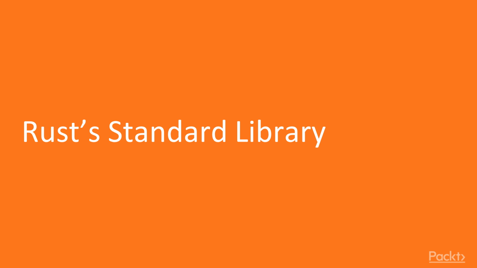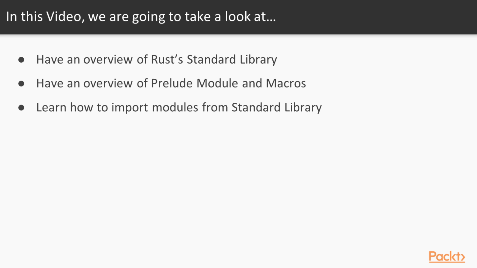Well, hello once again. Welcome to our last video of the first section, Rust Standard Library. Previously, we learned how to write modularized code in Rust. We also learned how to build, import, and use modules. Now we're going to take a look at the Rust Standard Library.